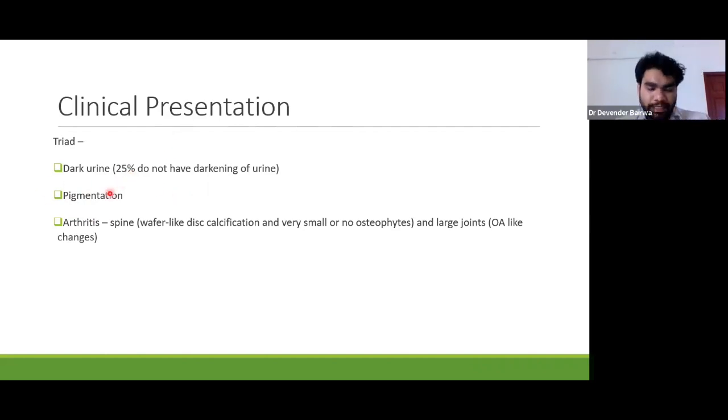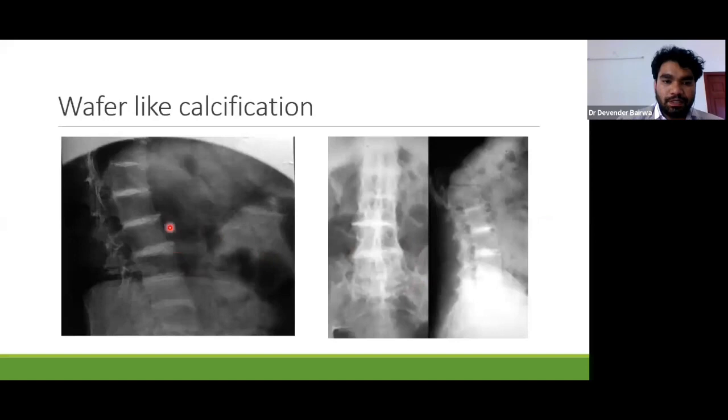Pigmentation, as we have seen, can be seen in the skin, in the sclera, or in the ear cartilage. Then arthritis can be there, as we have discussed already. The arthritis is completely non-inflammatory. When there is involvement of the spine, there is mechanical back pain, and they can present with wafer-like calcification and very small or no osteophytes. These findings can help you differentiate changes of ochronosis from changes of OA or spondyloarthritis. Large joints can be involved, like knee, ankle, and shoulder, and they can present with OA-like changes. In this figure, you can see that there is wafer-like calcification of the intervertebral discs, and the osteophytes that form are small. They are not very big and chunky, as we see in osteoarthritis and other diseases. So these findings are typically seen in alkaptonuria.